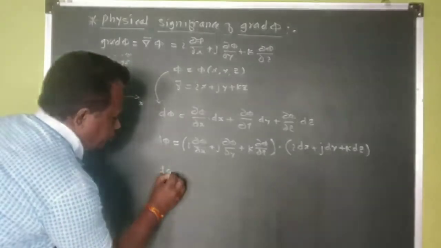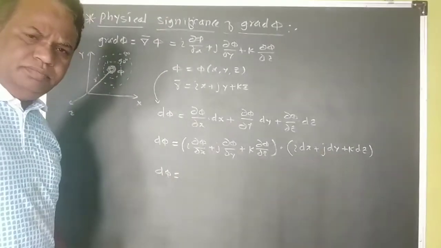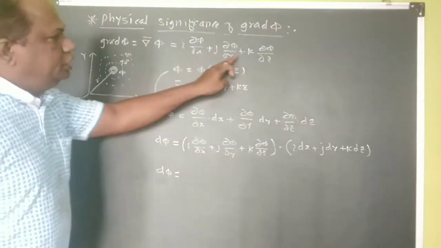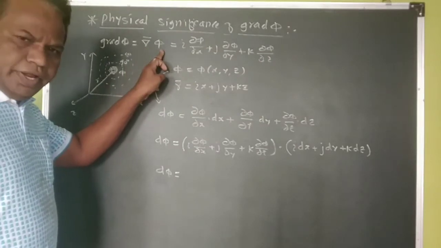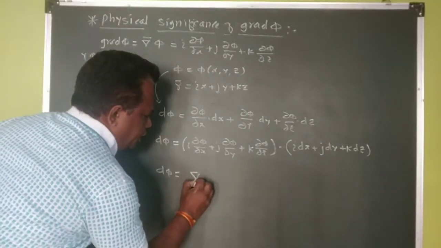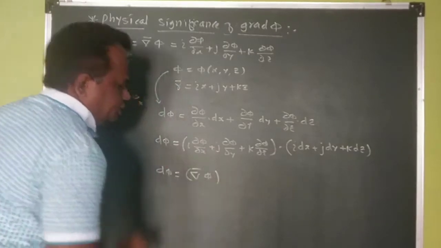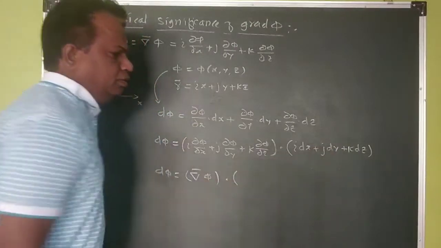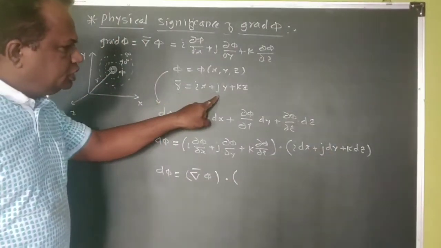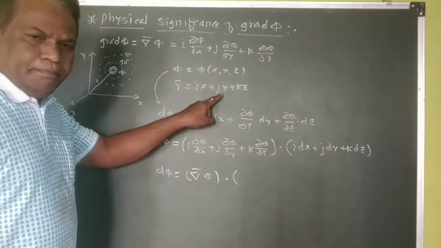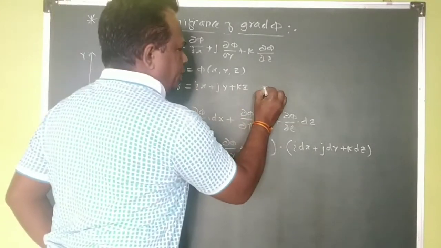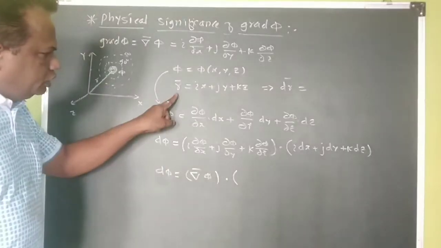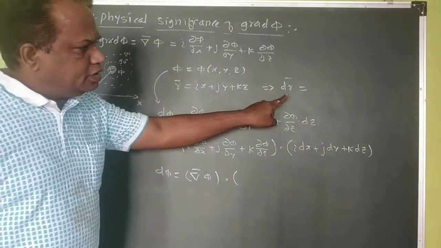Now dφ, that is the differentiation of the scalar function φ. What is this one? Already we know that this is equal to del φ, that is the gradient of φ. So the value of this bracket is del φ, dot product with what? We know the position coordinates, r is equal to ix plus jy plus kz. If you go on differentiating this value, what will happen? The vector r is written as dr.